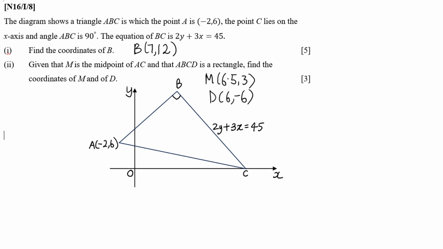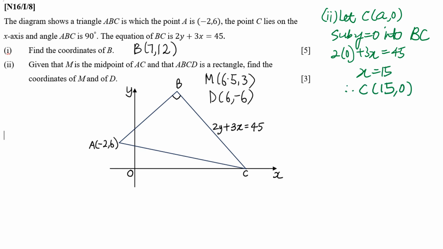Since we know that C lies on the x-axis, the y-coordinate is 0. So we can let point C have x-coordinate a, y-coordinate 0. We can substitute y equals 0 into the equation of BC, which is given to be 2y plus 3x equals 45. From there, you can find x to be 15. So we can find the point C to be (15, 0).